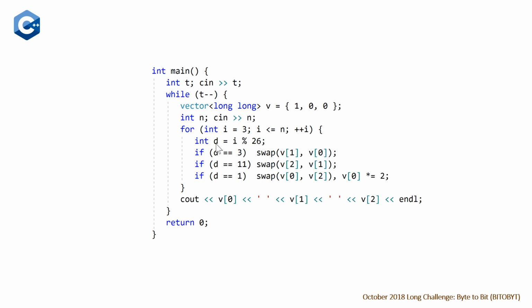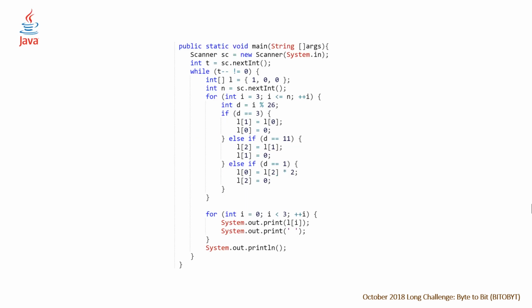And then we just calculate our d, which is equal to i modulus 26, and then we just plug in our code that we saw from earlier. And then once we finish this for loop, we just output the values with spaces in between them at our indexes 0, 1, and 2. So pretty straightforward. Taking a look at the same solution, but in Java, it's not quite as nice due to the fact that we don't have a flexible comma operator in Java, so we need to break all this stuff out onto separate lines, but otherwise it's the exact same, just slightly different syntax.